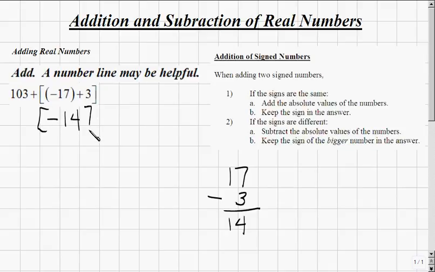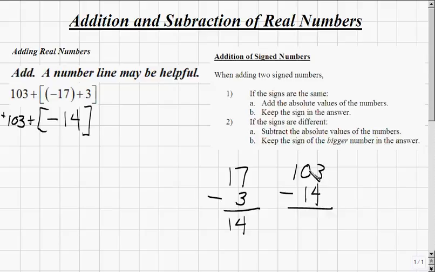Next, let's add this result to 103. Again, we'll assume that 103 is a positive number, without a sign. So let's add positive 103 to negative 14. Since the signs are different, we're going to subtract their absolute values and keep the sign of the bigger number. So to subtract these, let's take 103 minus the absolute value of negative 14, which is simply 14.